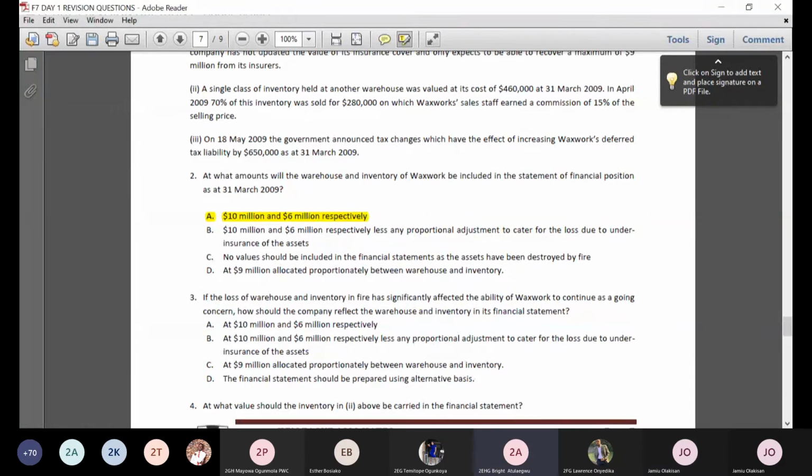If the loss of the warehouse and inventory in the fire had significantly affected the ability of Waxworks to continue as a going concern, how should the company reflect the warehouse and inventory in its financial statements? A, at $10 million and $6 million respectively. B, at $10 million and $6 million respectively, less any proportional adjustments to cater for the loss due to underinsurance of the assets. C, at $9 million allocated proportionately between warehouse and inventory. D, the financial statement should be prepared using an alternative basis. I choose D, as stated earlier.